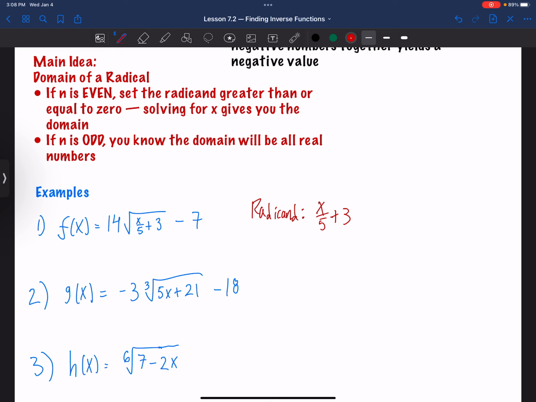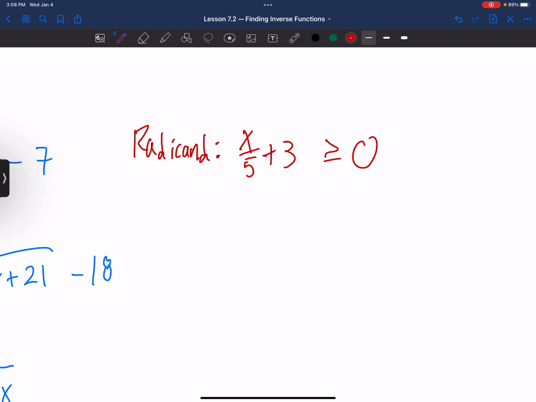And the way to find the domain is I want this value, whatever x over 5 plus 3 is, to be positive or 0, so it needs to have this restriction. It must be greater than or equal to 0. This is an Algebra 1 inequality to solve. So I will just subtract 3 from both sides.